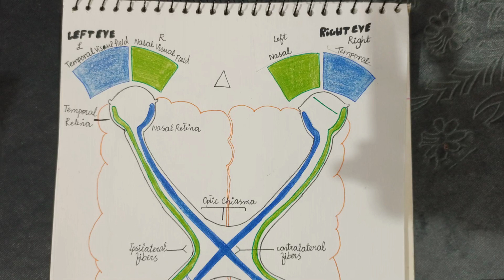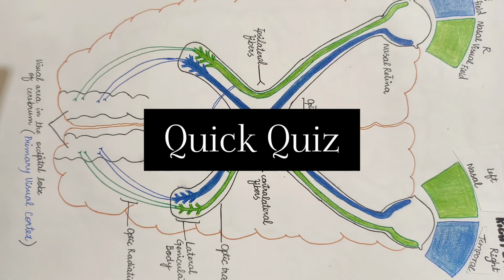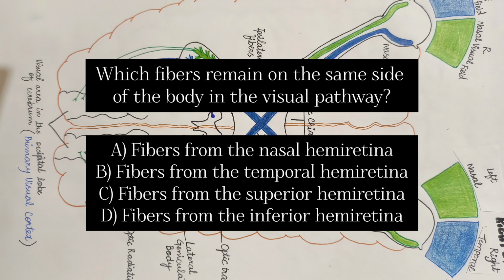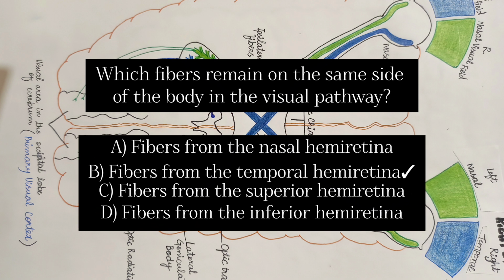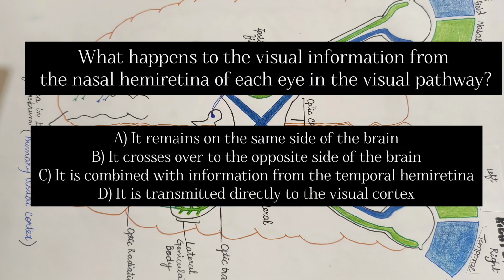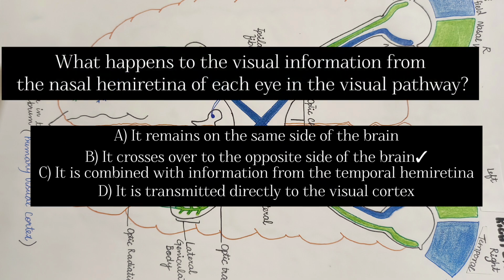Okay, let's do a very quick quiz. The first question is: which fibers remain on the same side of the body in the visual pathway? The correct answer is B, fibers from the temporal hemiretina. And the next question is: what happens to the visual information from the nasal hemiretina of each eye in the visual pathway? The correct answer is B, it crosses over to the opposite side of the brain.